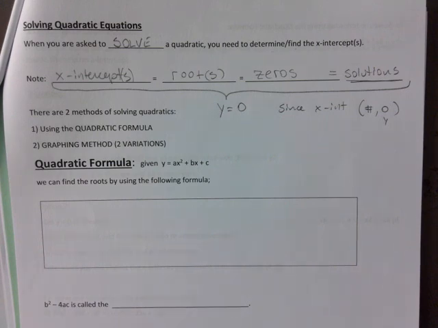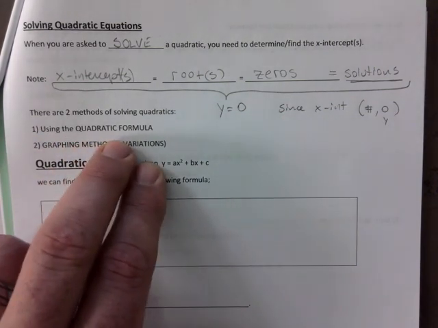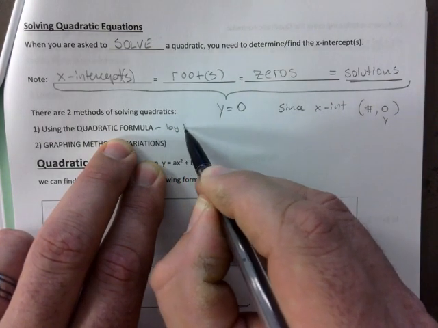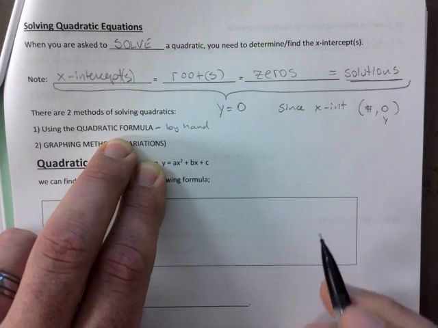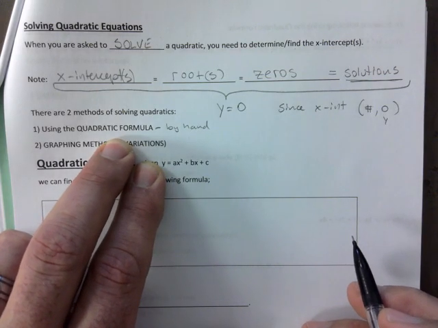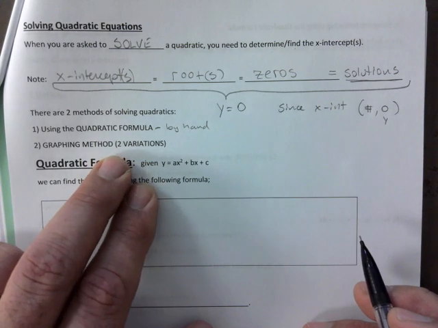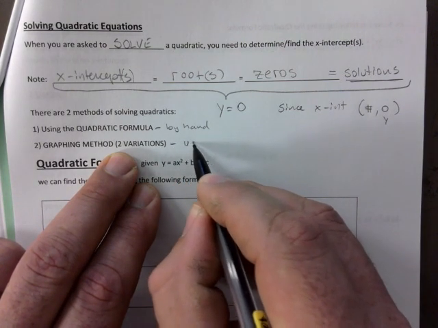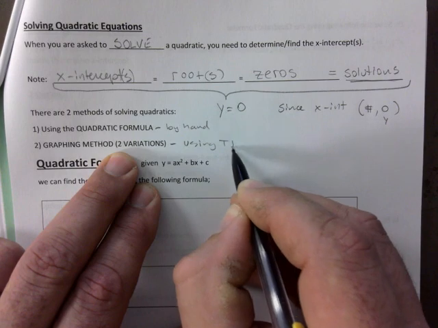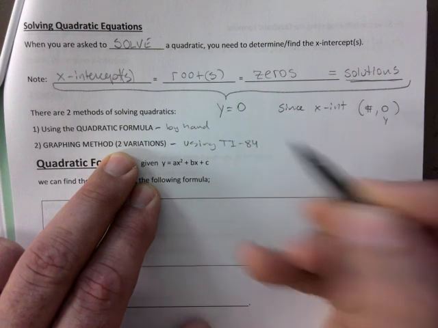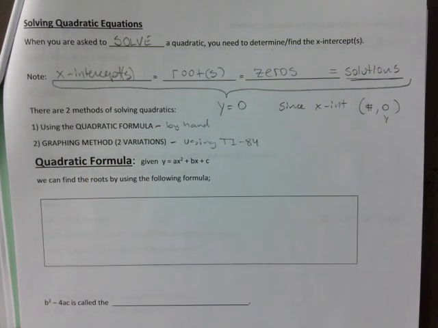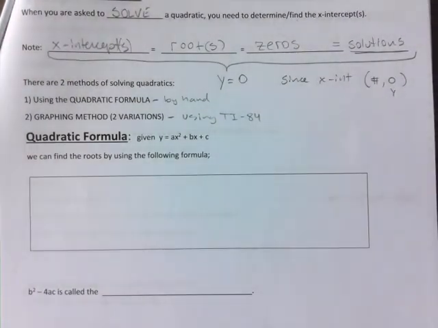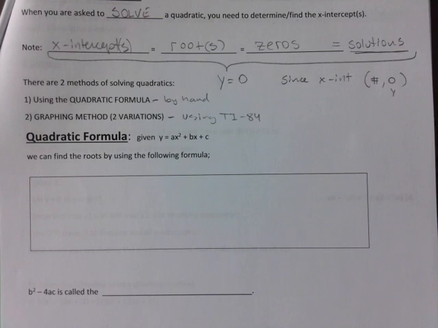There are two methods of solving quadratics. Method 1 is using the quadratic formula, this is by hand. And you must use the quadratic formula if I require you to do that. And method 2 is graphing. So this is using the TI-84. Okay, so those are your options there. They're all essentially doing the same thing, but the quadratic formula is what I'm going to start with.